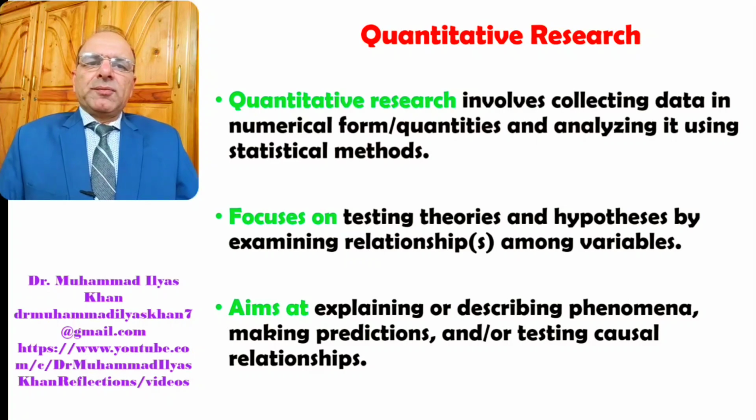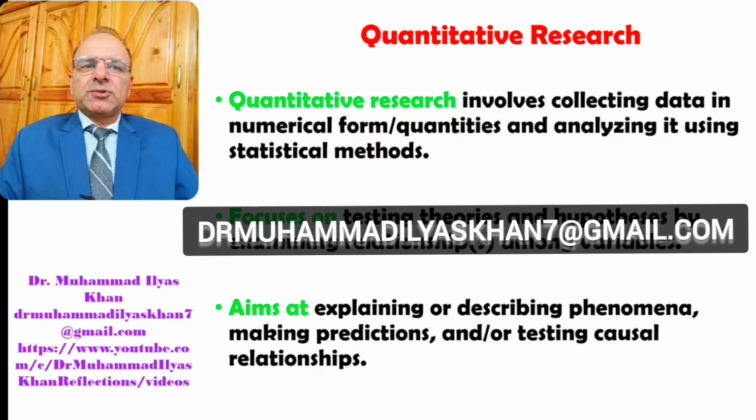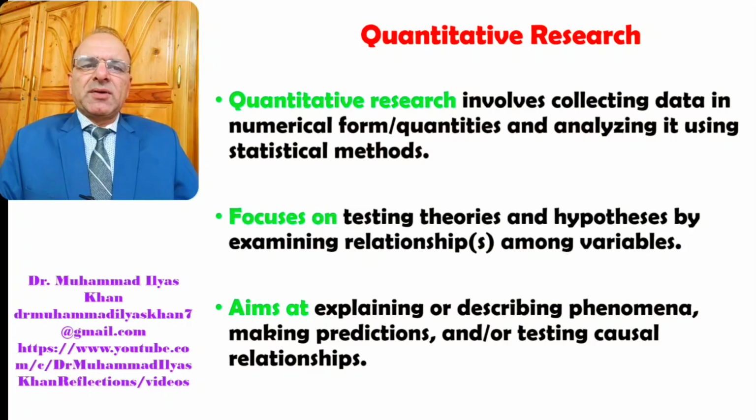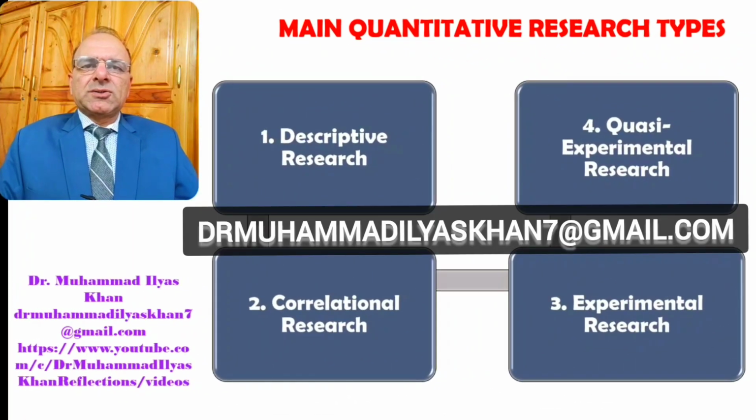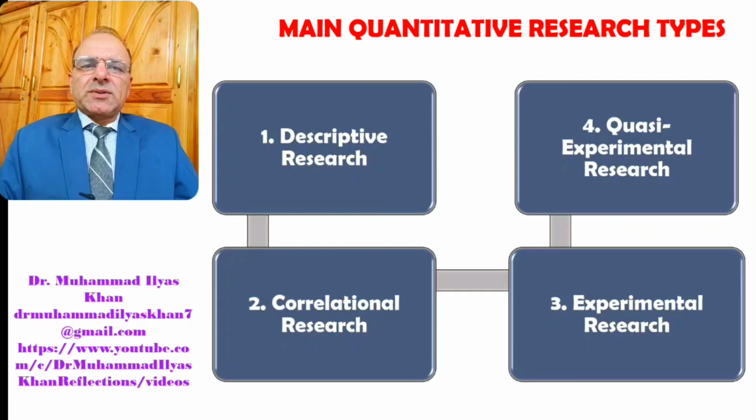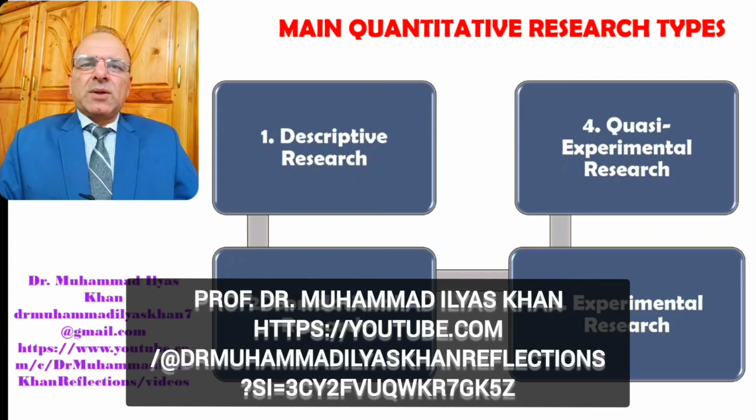The aim of quantitative research, or why we conduct quantitative research, is to explain or describe social phenomena and to make predictions related to relationships among variables, or to test causal relationships, that is, relationships that establish the causes of various social phenomena. Now there are several types of quantitative research, but the four main types include descriptive research, correlational research, quasi-experimental research, and experimental research.